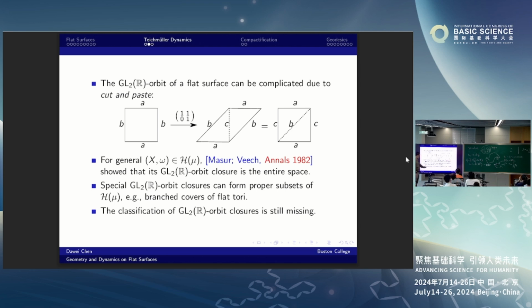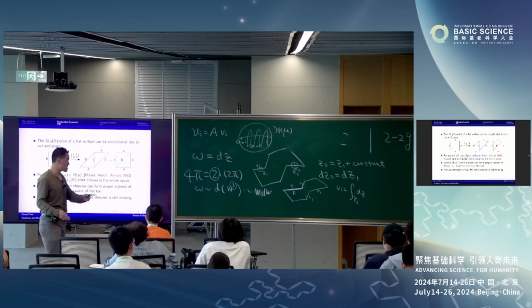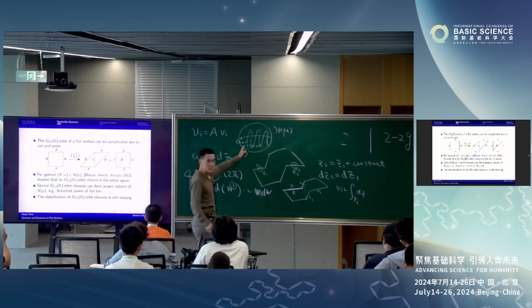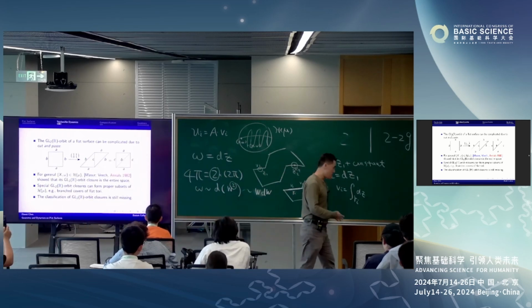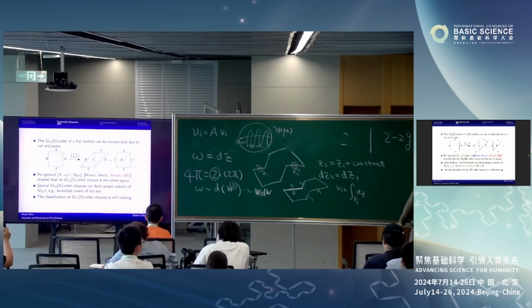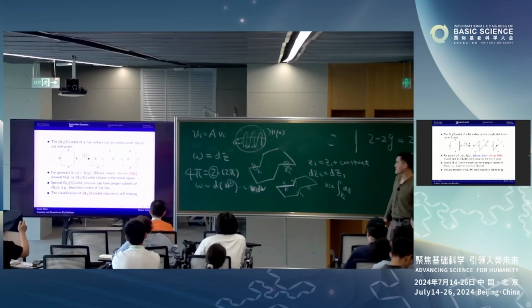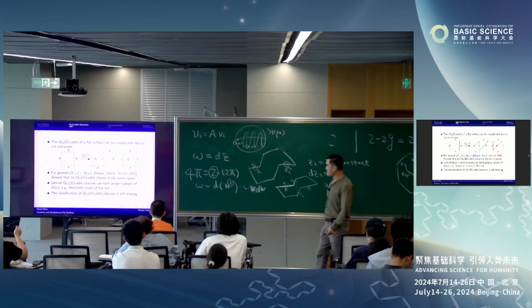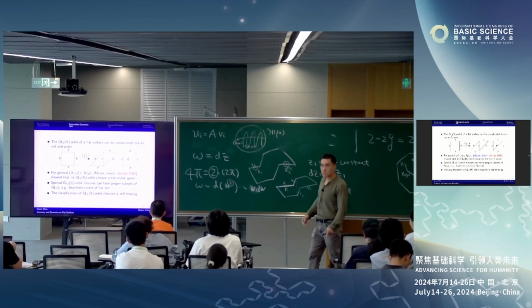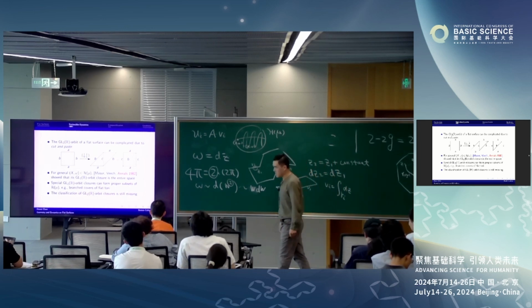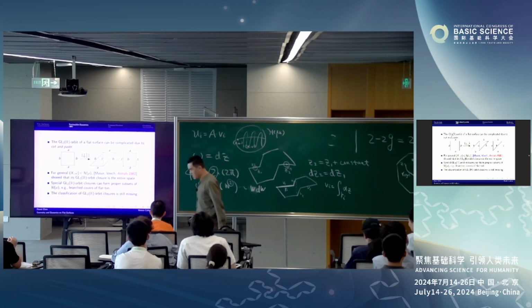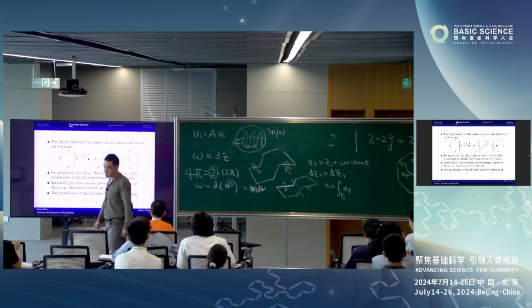So there have been a lot of studies to classify special GL2 orbit closures, in the sense that the closure is not the entire space. So there is a lot of work. I can't even mention all the names here, but the punchline is that a complete classification of special orbit closures is still missing. So we don't know yet. We have a lot of partial results, especially in low genus, but in general, it's still open.